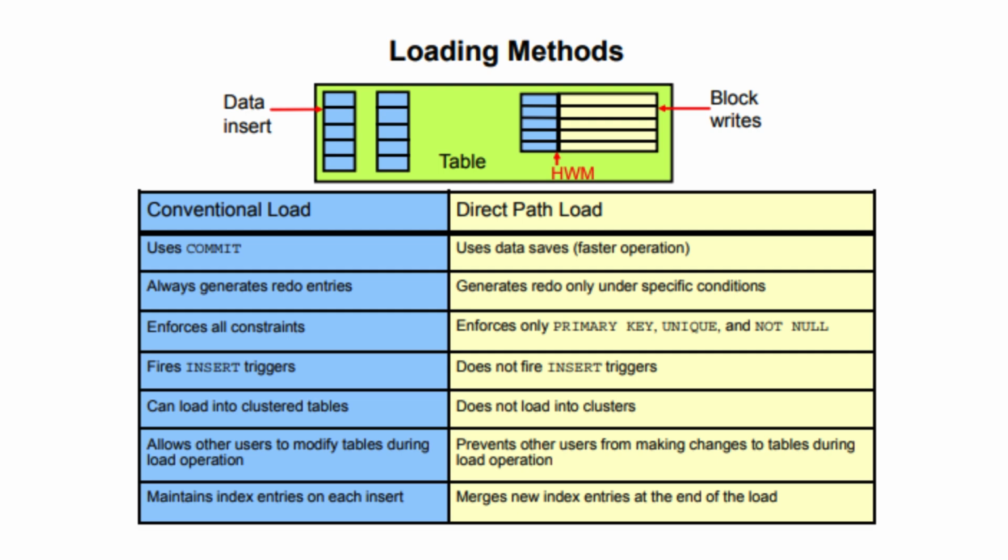The following features differentiate a data save from commit. During a data save, only full database blocks are written to the database. The blocks are written after the high watermark, HWM, of the table. After a data save, the HWM is moved. Internal resources are not released after a data save. A data save does not end the transaction. Indexes are not updated at each data save.